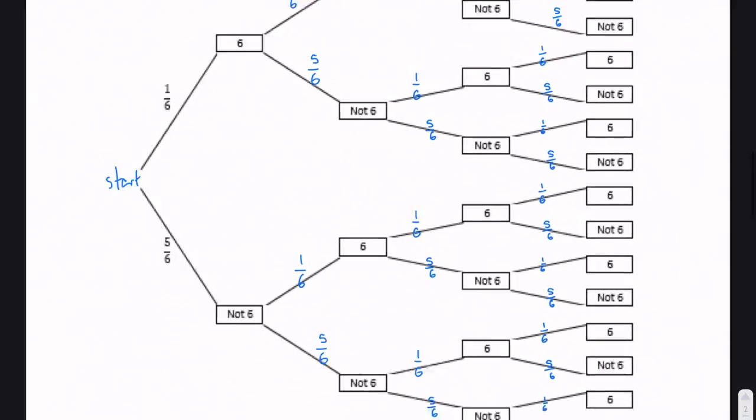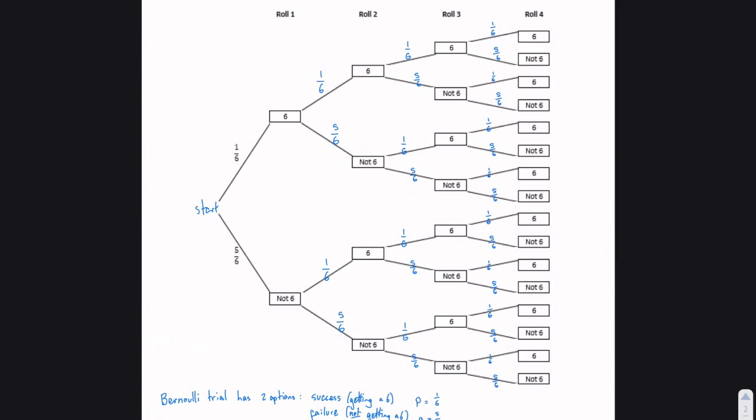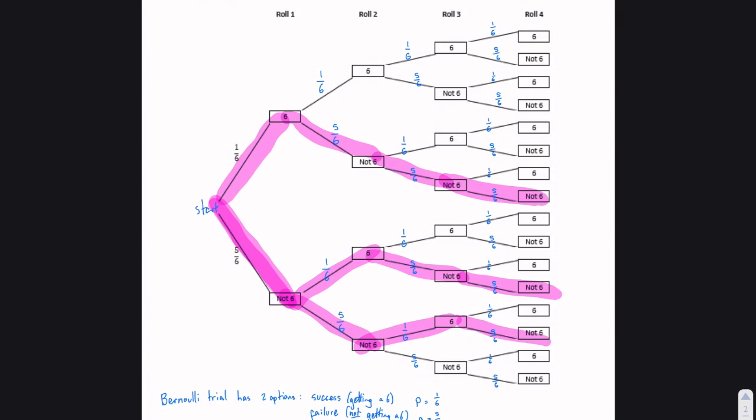4 rolls and we want 1 six. I'm going to go through this. 4 rolls and we only want 1 six. Well, we could have gotten it at the start, or we could have gotten it second, or third, or fourth. So there's 4 ways to do that.